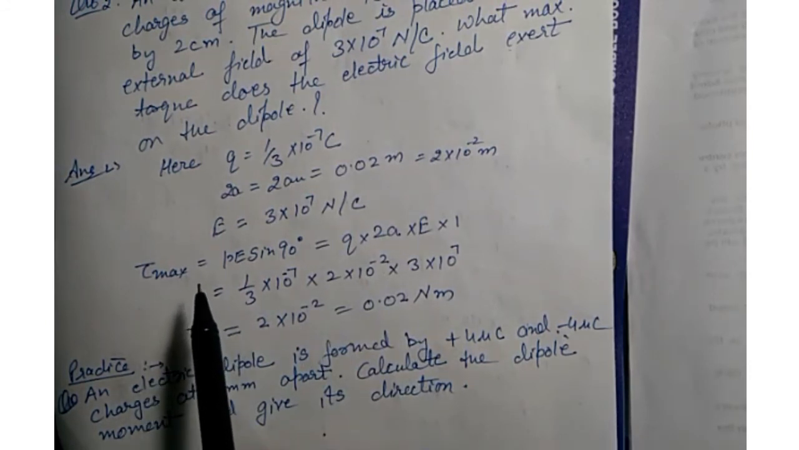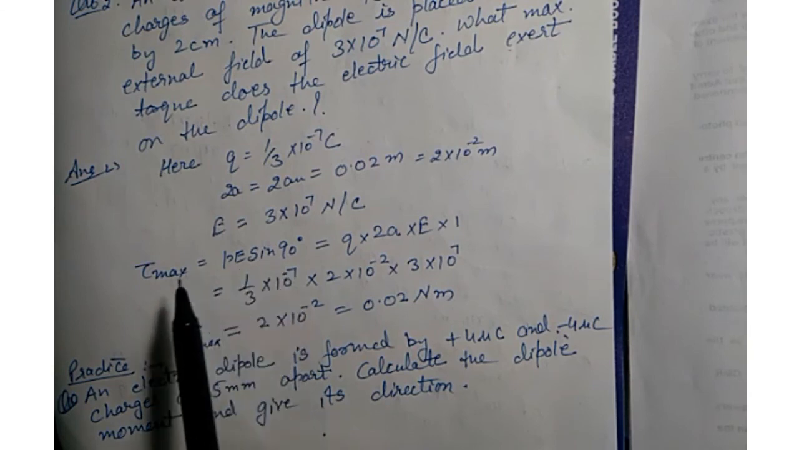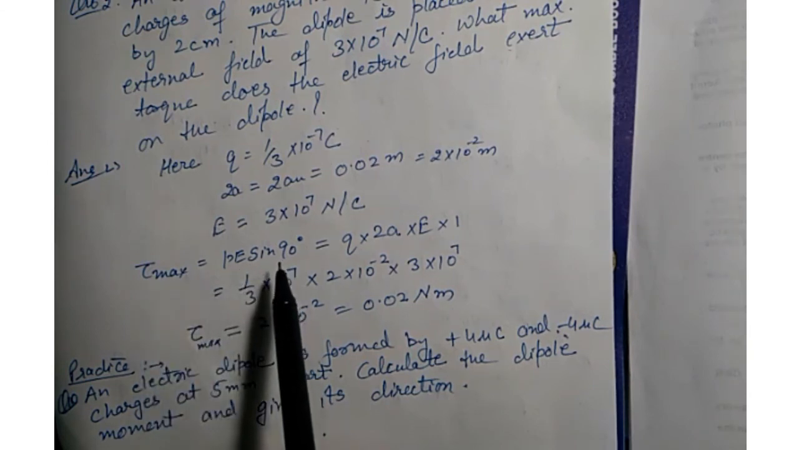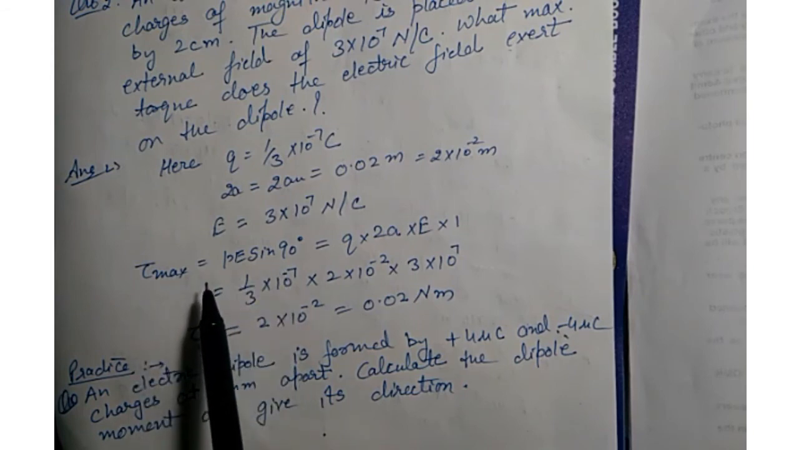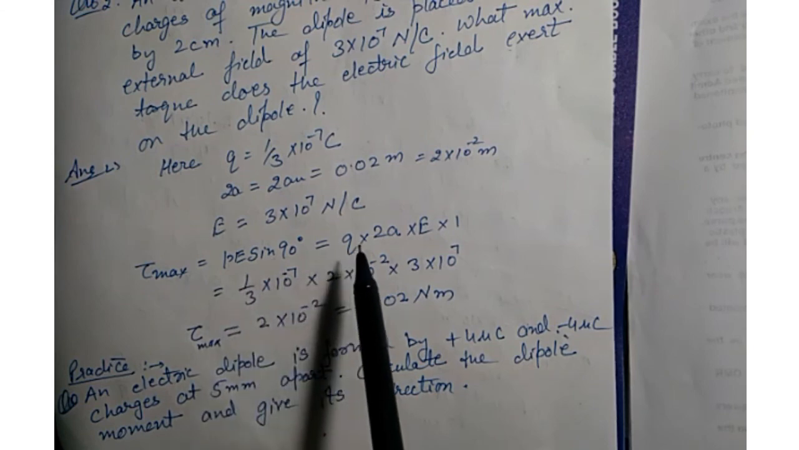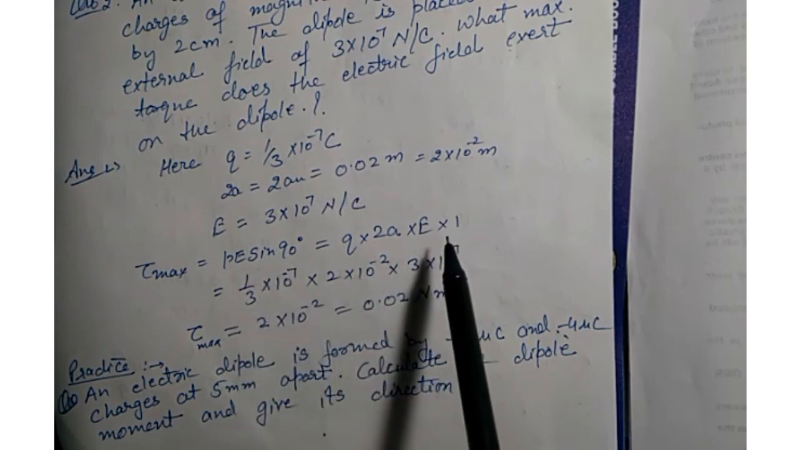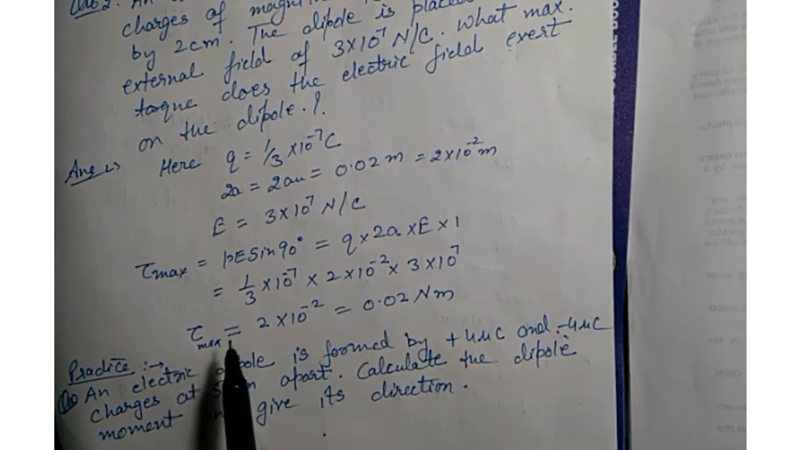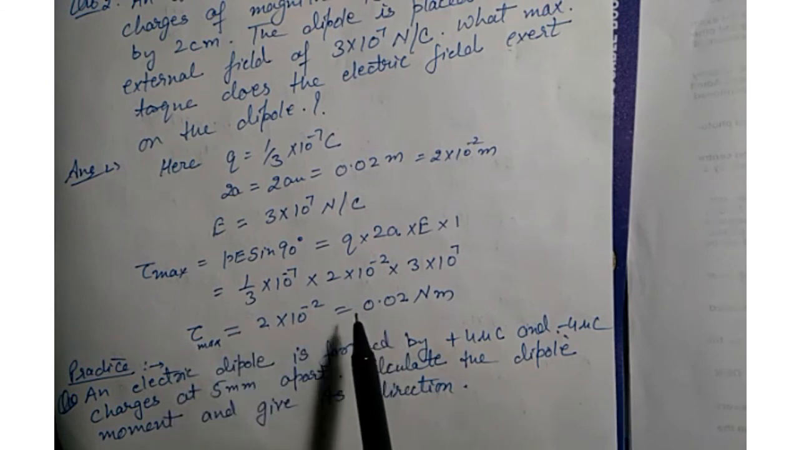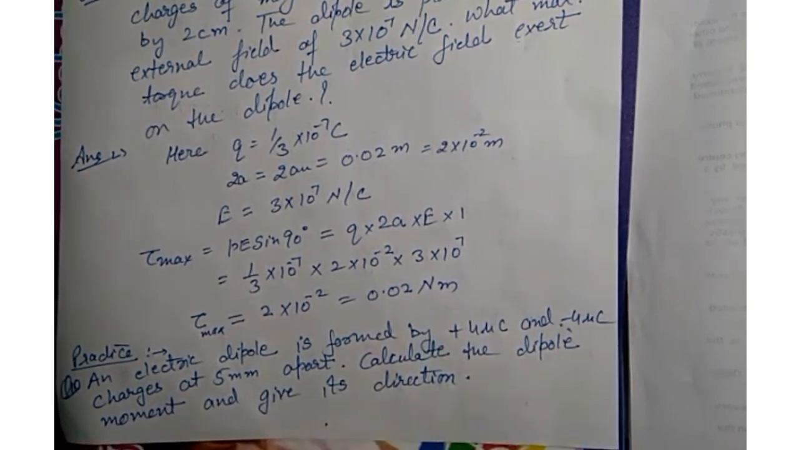Applying the formula of torque, torque is PE sine theta. For maximum torque, theta is 90 degrees. Therefore, the maximum torque exerted on the dipole is Q into 2A E into 1, since sine 90 is 1. Substituting the values of the quantities, the maximum torque comes out to be 0.02 Newton meter.